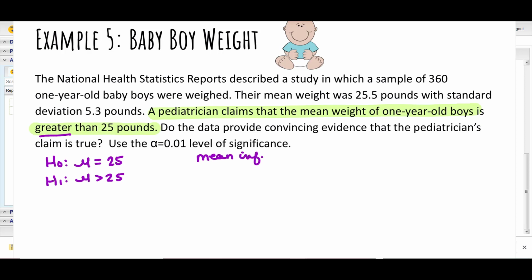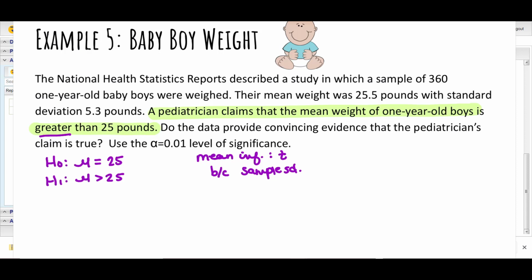And look at our standard deviation. The mean weight was 25.5 pounds with a standard deviation of 5.3. The mean of what? It says their mean weight, and it's the mean for these 360 one-year-old baby boys that were sampled. So this here is a sample standard deviation. So we're going to do a T, because sample standard deviation was given.